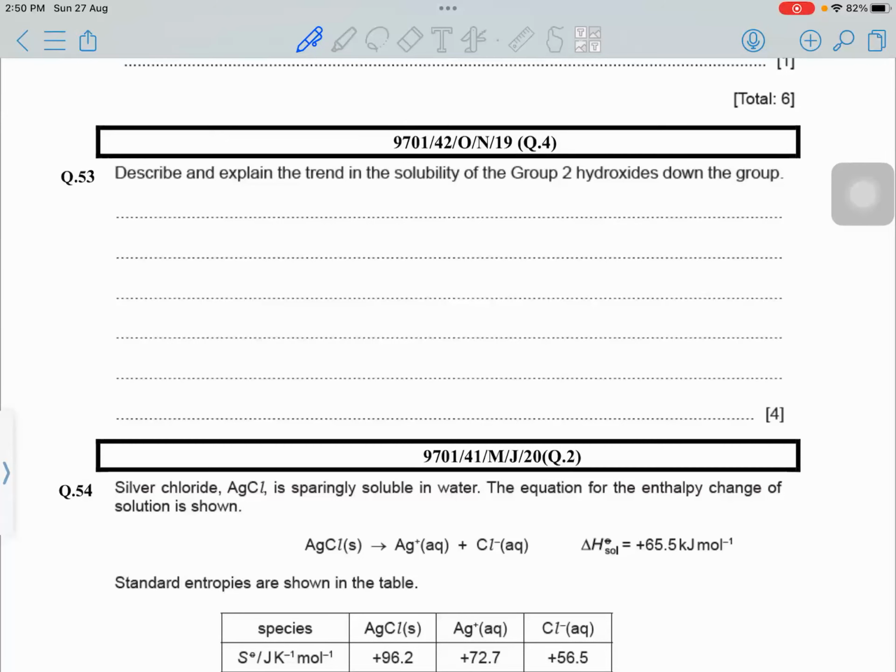So always remember that hydroxide solubility increases, sulfate solubility decreases, carbonate solubility decreases. So 4 marks, first point would be solubility increases. Solubility increases.